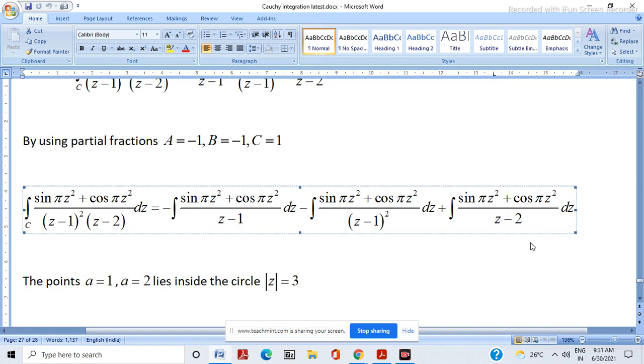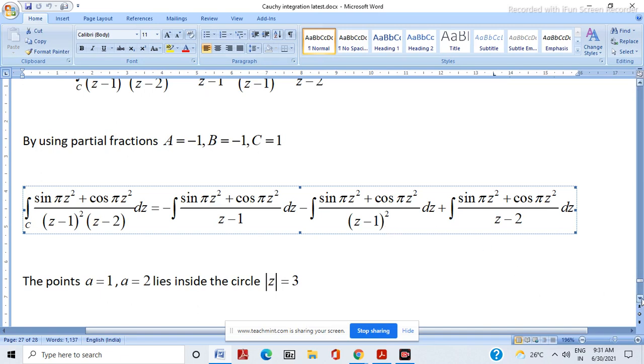Then for the third one, what do we have to find out? 2 pi i into f of 2. For the second one, what will it be? 2 pi i by n factorial f^n of a. But here n plus 1 is 2, then n is 1. Then 2 pi i by 1 factorial f dash of a. That means f dash of 1.